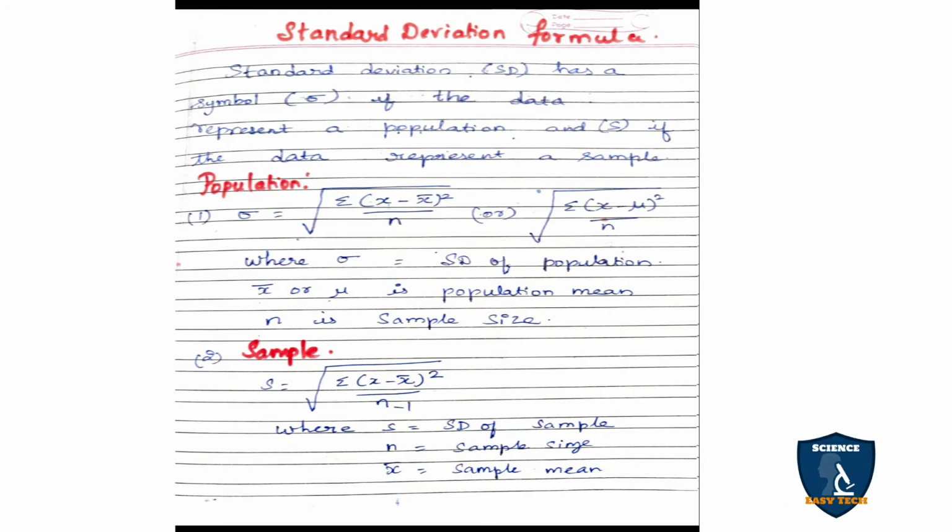So standard deviation is represented by sigma for the population. It is represented by small s for sample data. So for population data it is represented by sigma, and for sample data it is represented by small s.